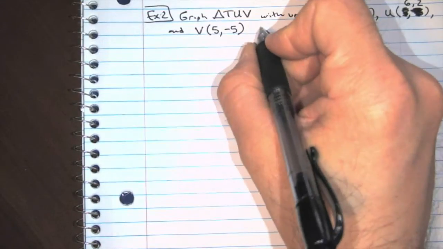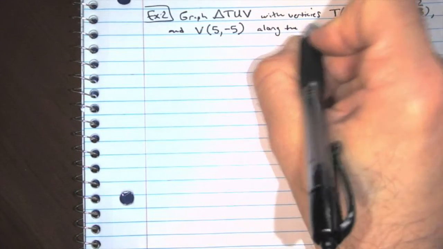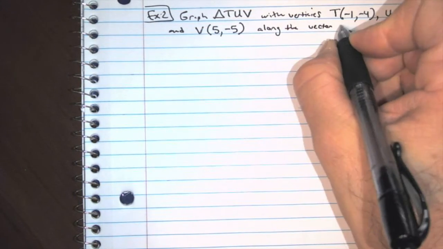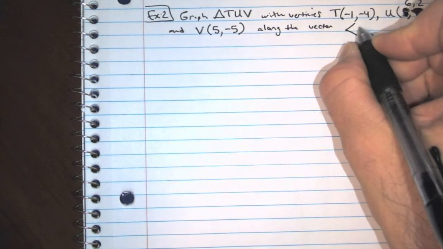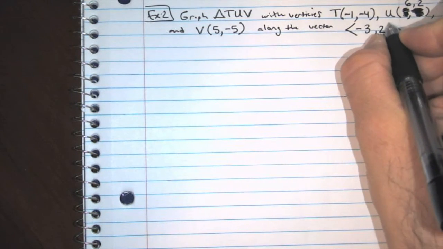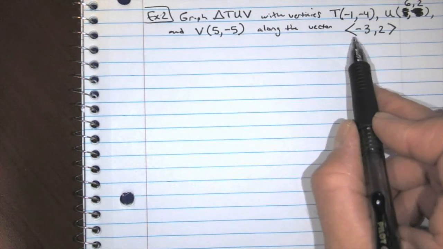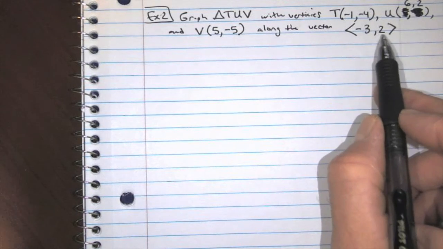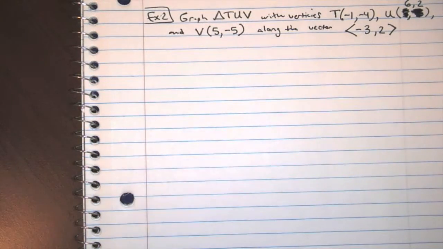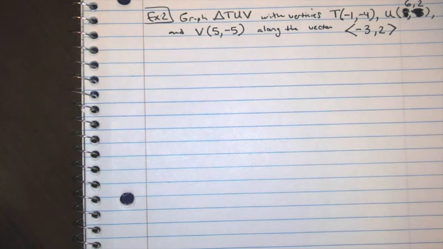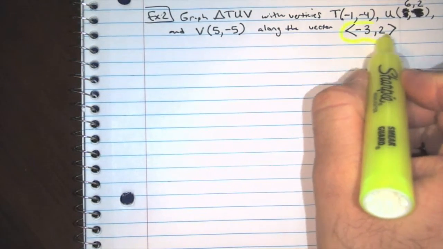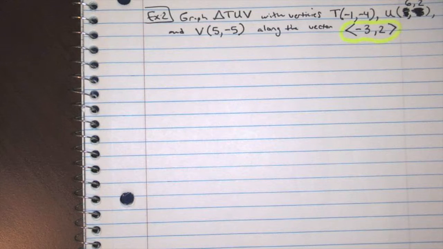Perfect. Almost done. Along the vector -3, 2. Now these aren't parentheses. These aren't even brackets. It's kind of like a less than sign and a greater than sign. The book uses this to distinguish a vector. Folks, this is a vector. I'll show you what that looks like in just a sec, but that's a vector. All right, graph the triangle with those vertices along that vector.